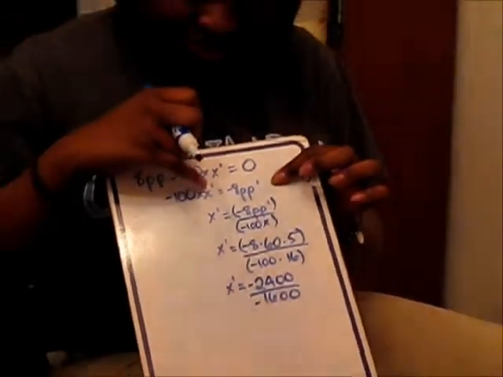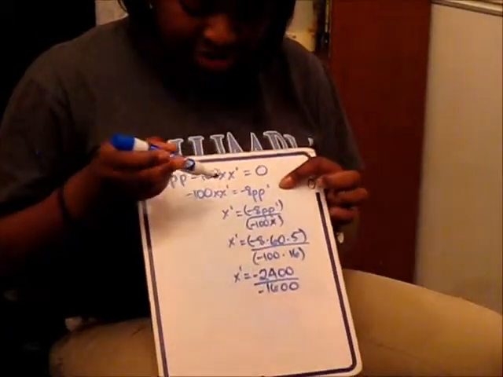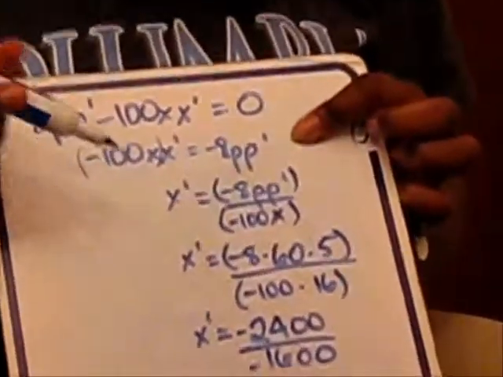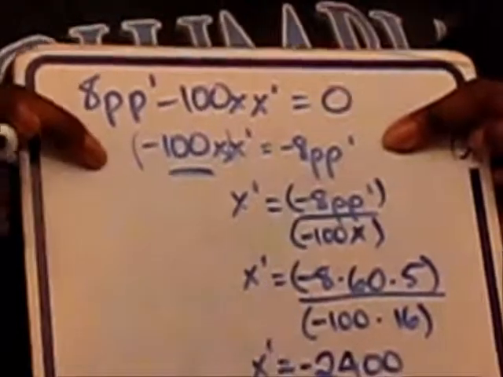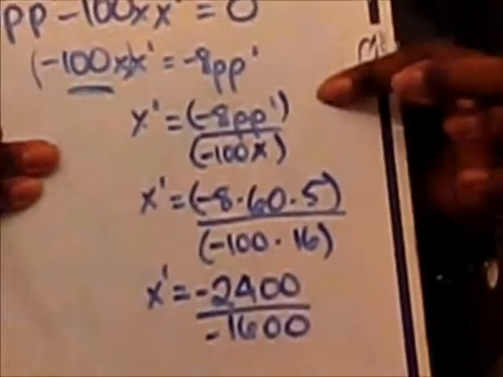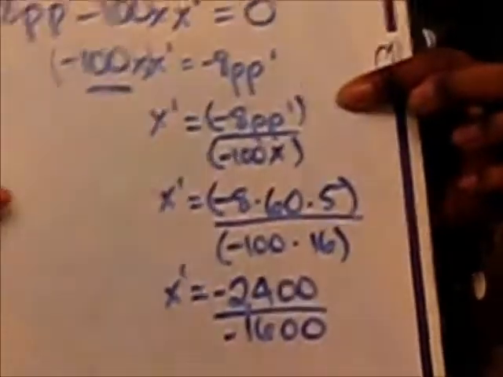Next, you want to isolate that x prime. So you're going to basically imagine that you put parentheses right here and divide both sides by the value in here, negative 100x. So you end up with x prime is equal to negative 8p, p prime, over negative 100x.